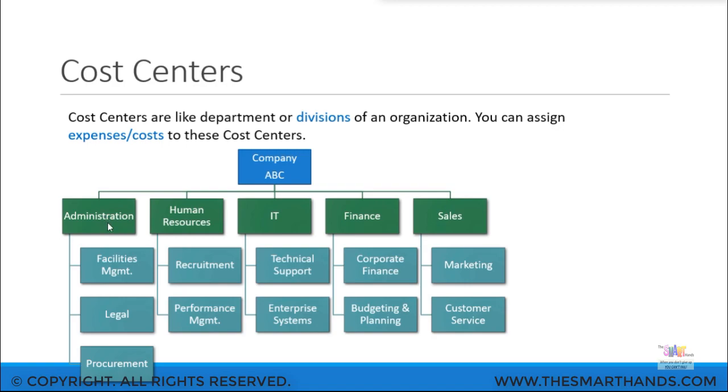Under each of these groups, you have the actual cost centers. So cost centers are the lowest nodes in your cost center hierarchy, and everything else is like a top node. For example, under IT, you can have technical support, enterprise systems, and so on. IT is like a cost center group, and on top of this, we have a higher level group called company. You can have multiple cost center groups, and at the lower ends, you have the actual cost centers.